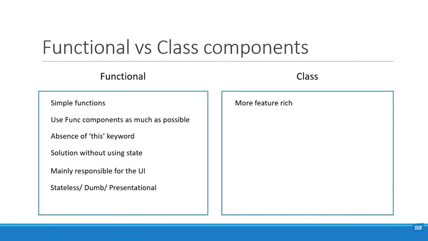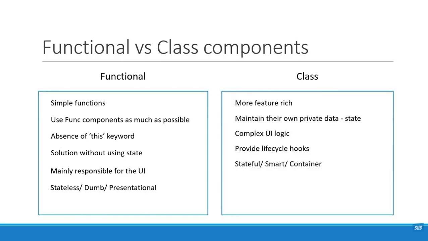Class components, on the other hand, are a bit more feature-rich. They can maintain their own private data, also called as state. They can contain complicated UI logic, and most importantly, they provide lifecycle hooks. We will discuss lifecycle hooks in detail later on in the series. But for now, I just want you to know that they are really useful. And because of what they are capable of and how they're used, class components are also called as stateful components, smart components, or container components.